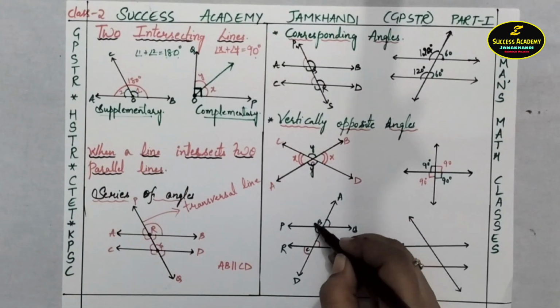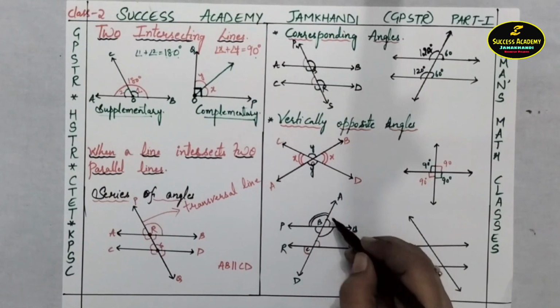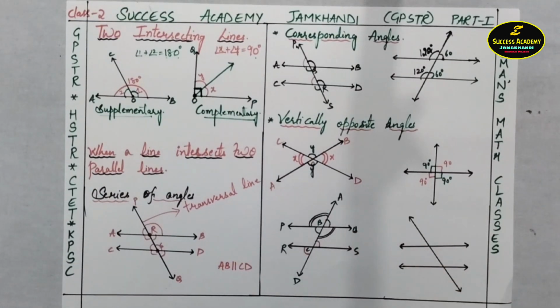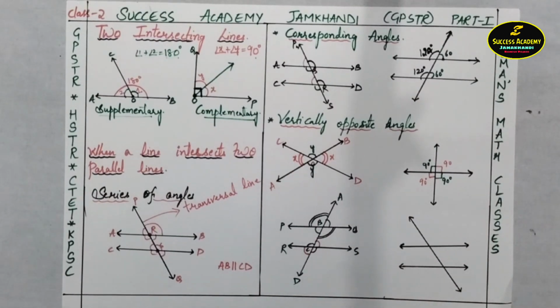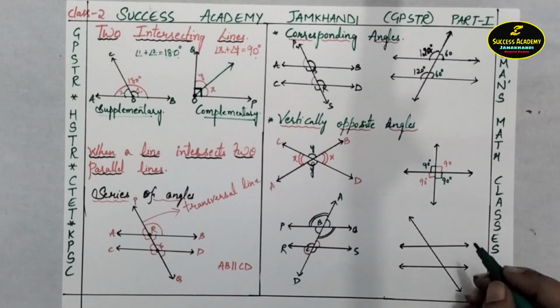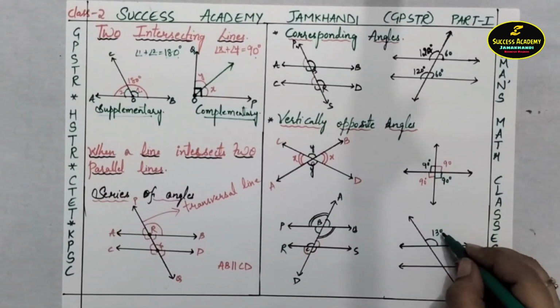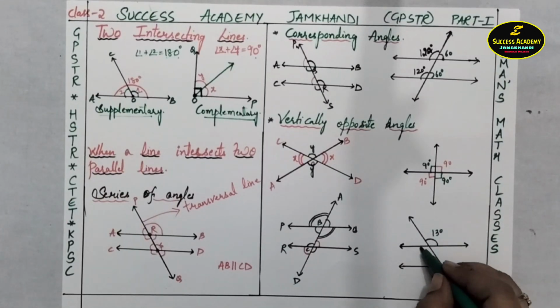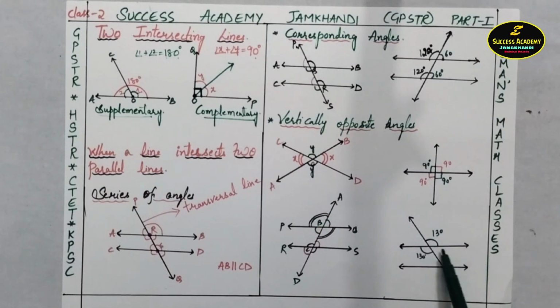And also we can see if this both are equal to each other. Are you clear? Here also we can see these both are same. So these are called vertically opposite angle. Same practically if we see the example here, if suppose this angle is of 130 degree, this will also be of 130 degree.